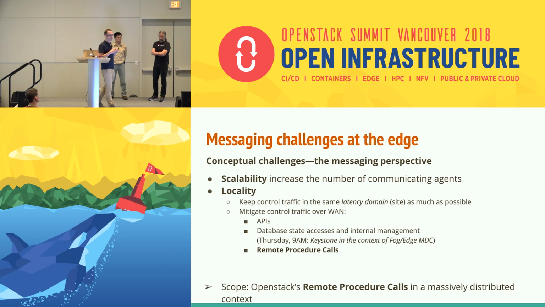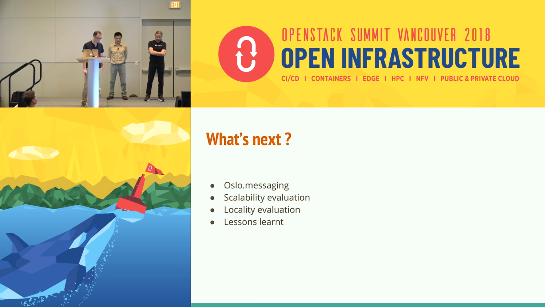So if you look at OpenStack, there are different control traffic that are happening. There is API traffic, you have traffic due to database management, and you have also traffic due to remote procedure calls. And in this talk, we will only focus on remote procedure calls. So the scope of the talk is the OpenStack remote procedure calls in the context of massively distributed cloud. We'll need first some baseline about Oslo messaging before diving into the evaluation section, and we'll conclude with some lessons learned and conclusion on what we will do in the future.